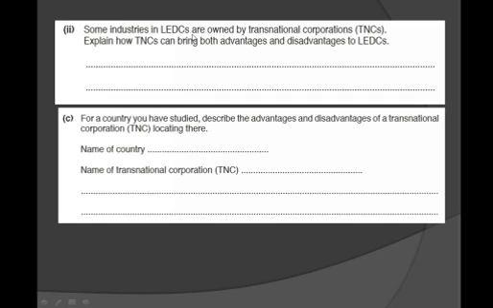Some industries in LEDCs are owned by transnational corporations. Explain how TNCs can bring both advantages and disadvantages to LEDCs. We have looked at these. So look at the good things, look at the bad things. For a country you have studied, describe the advantages and disadvantages of a transnational corporation locating there. So it's the same thing, advantages and disadvantages.